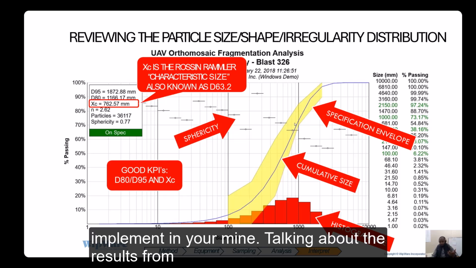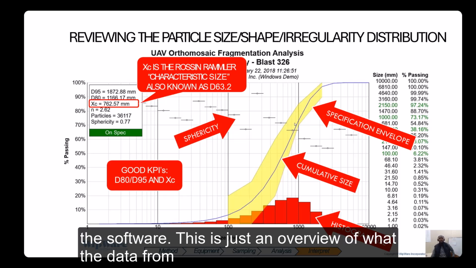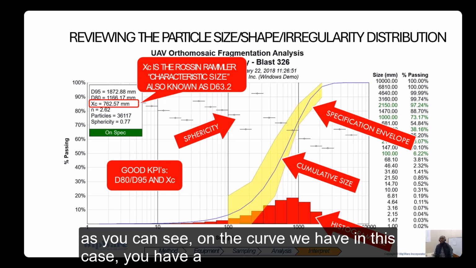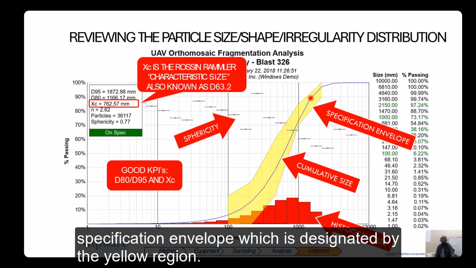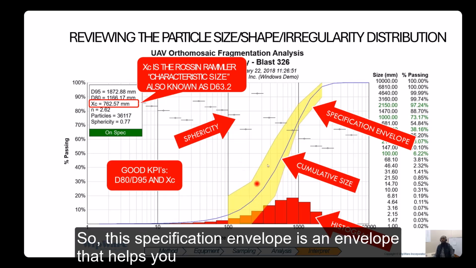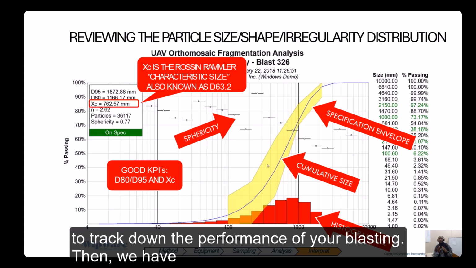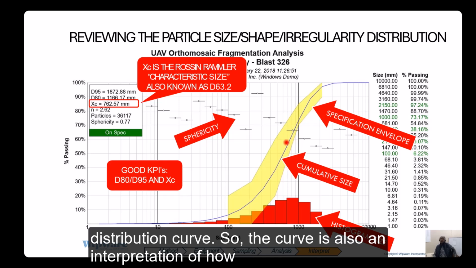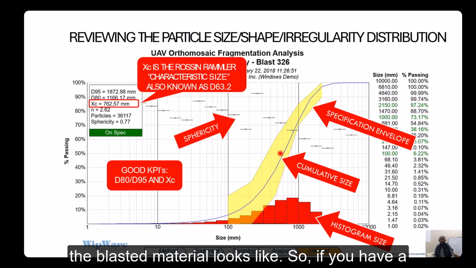Talking about the results from the software, this is just an overview of what the data from the software looks like. This is the particle size distribution curve, and as you can see, in this case you have a specification envelope, designated by the yellow region. The specification envelope helps you to track the performance of your blasting. Then we have the cumulative size curve, which is the particle size distribution curve.